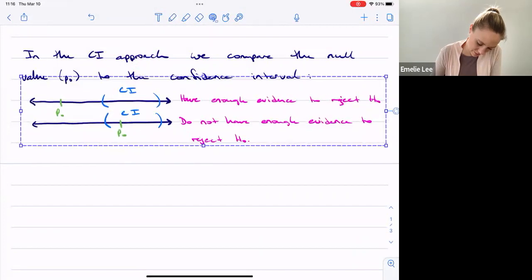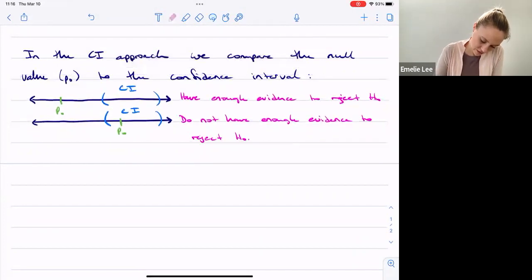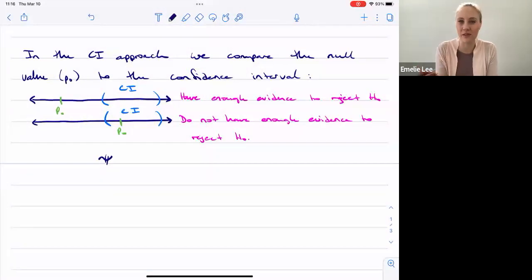I'm going to just bump that up one line so I can do my little end of review twiddle. I don't know what it's called. Okay, so that's how we draw our conclusion in terms of the confidence interval approach, right?